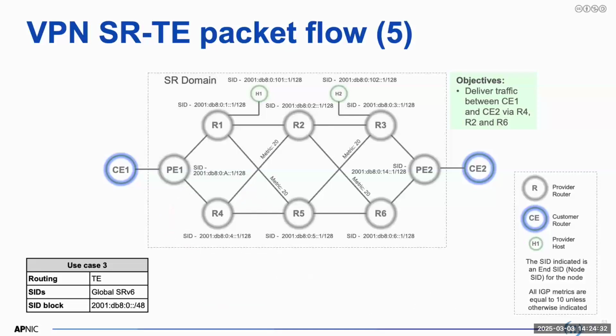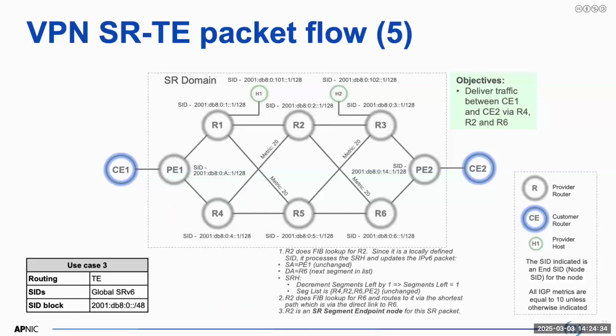R2 will see the local address is the same as its own address. So it will decrement the segment left field by 1. Now instead of 2, it will become 1. So now it will go to position number 1, and at position number 1, it sees the address for R6. So it will put the address of R6 in the destination address, and then forward the packet based on the next lookup, and the packet reaches P2.